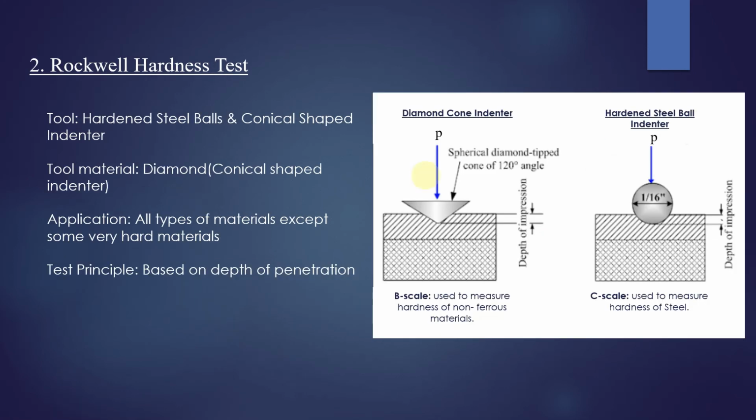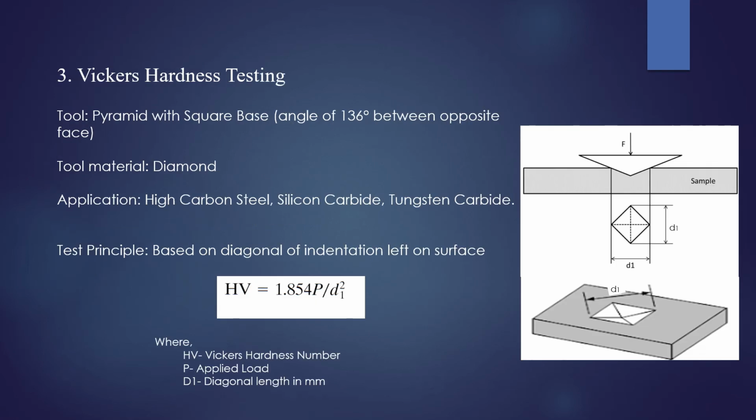Here the difference is they're going to calculate based on depth of penetration. Okay, based on the depth of this indenter, they're going to calculate the hardness value. That's the only difference I can say when Rockwell hardness is compared with the Brinell hardness.